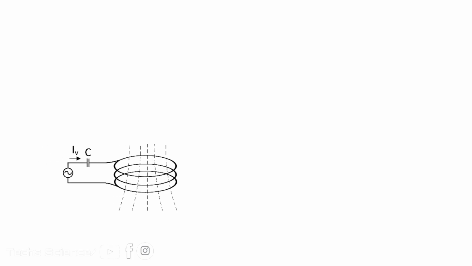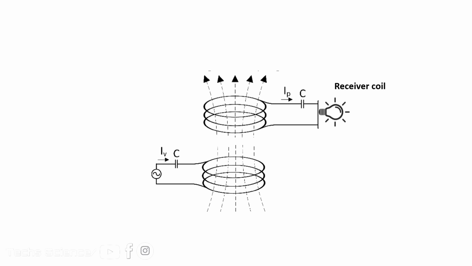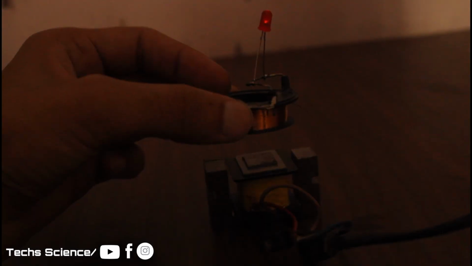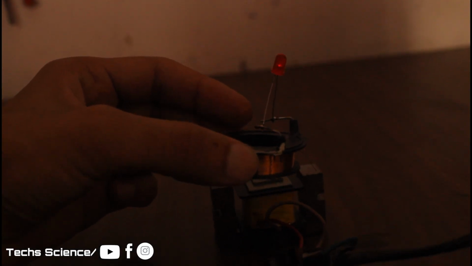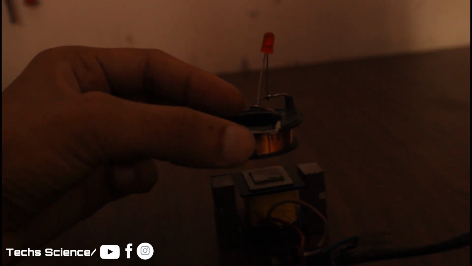So here is the basic concept behind this wireless transmission of energy. I have given an AC source to the primary coil, and when I bring the secondary coil close to it, it induces current in it, which makes the LED glow. The LED glows brighter when it comes close to the primary coil.